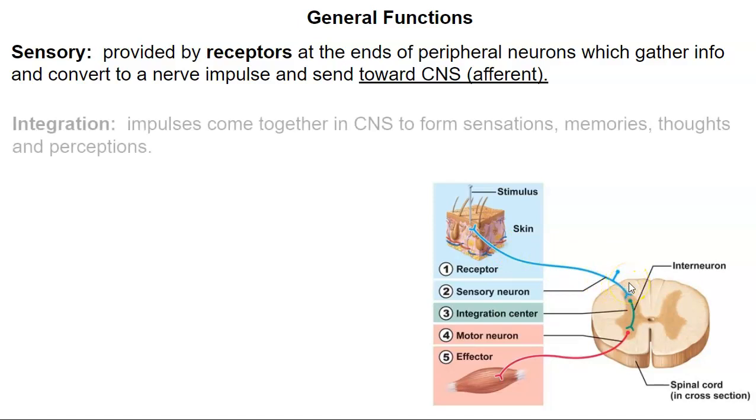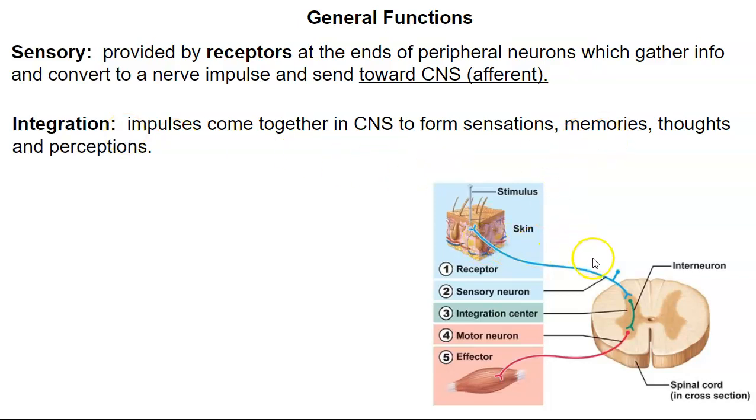And then we have integration. Integration is where impulses come together in the central nervous system, and that's where your brain forms sensations and memories and thoughts and perceptions. In this case, our neural pathway is very simple, and it doesn't even travel to the brain. It travels just within the spinal cord. These are called interneurons. So these are neurons that exist between sensory and motor neurons, and they're found within the spinal cord and in the brain.